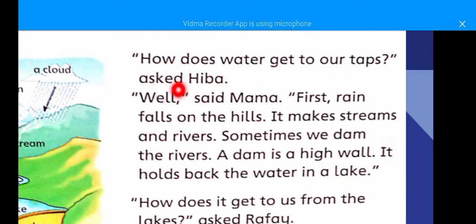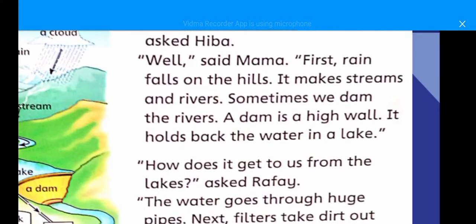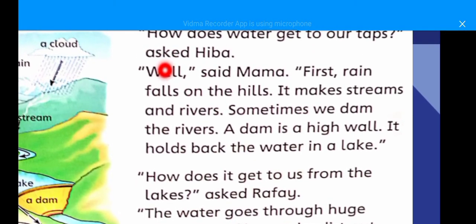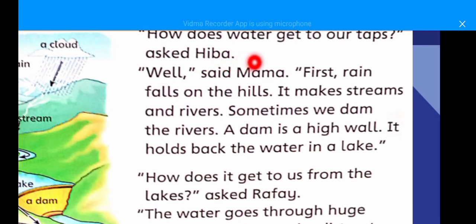Asked Hiba. Now Hiba is also inquiring about this thing, that if we are getting the water from the rain, how is the rainwater coming into our taps. And now their mother is going to tell them, well, said Mama, first rain falls on the hills. It makes streams and rivers.